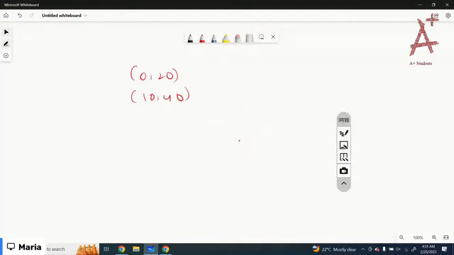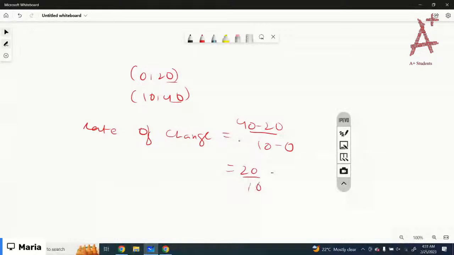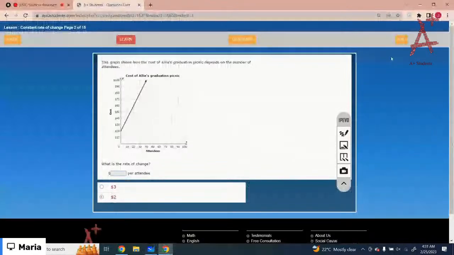So you have to calculate the rate of change. Rate of change is change in y divided by change in x. So the y components are 40 minus 20 and 10 minus 0. So 40 minus 20 is 20 and 10 minus 0 is 10. So the rate of change is 2. Got it? So the correct option is 2. Just select the correct option, then click on the OK button.